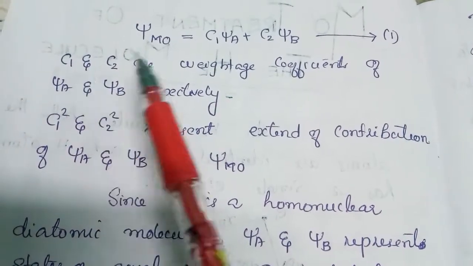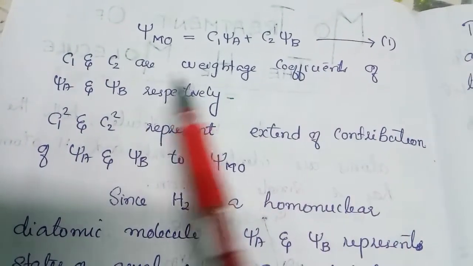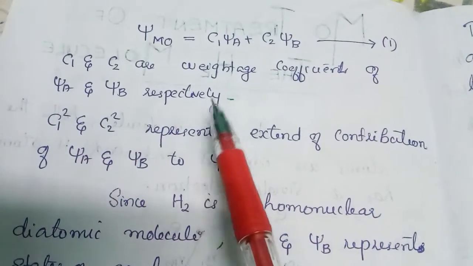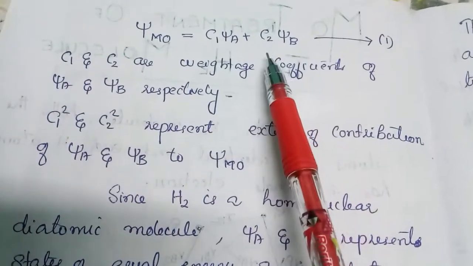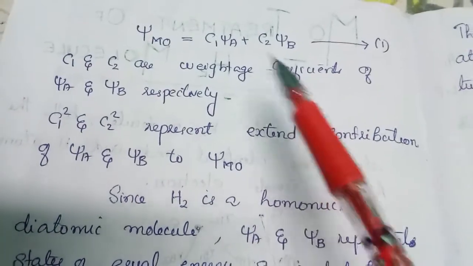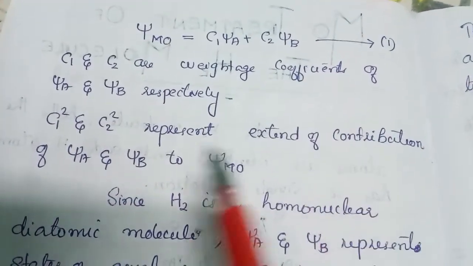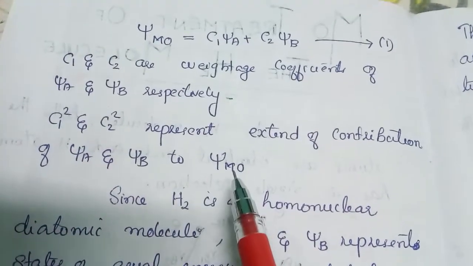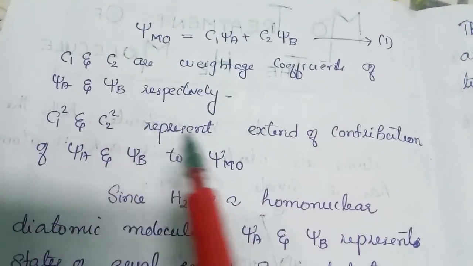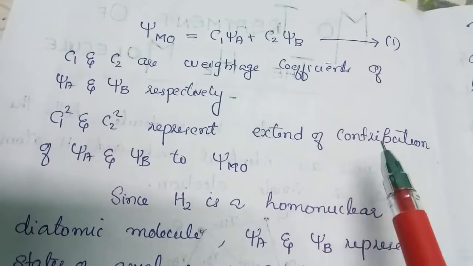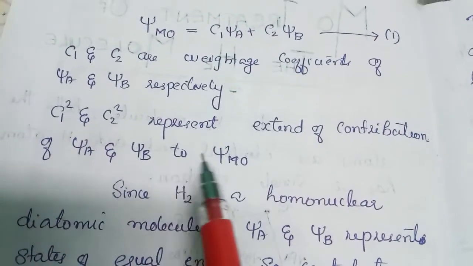So C1 and C2 are weightage coefficients of psi A and psi B respectively. C1, C2 represent the weightage coefficients. So their squares give the extent of contribution of psi A and psi B to psi MO. C1 squared and C2 squared represent the extent of contribution of psi A and psi B to psi MO.